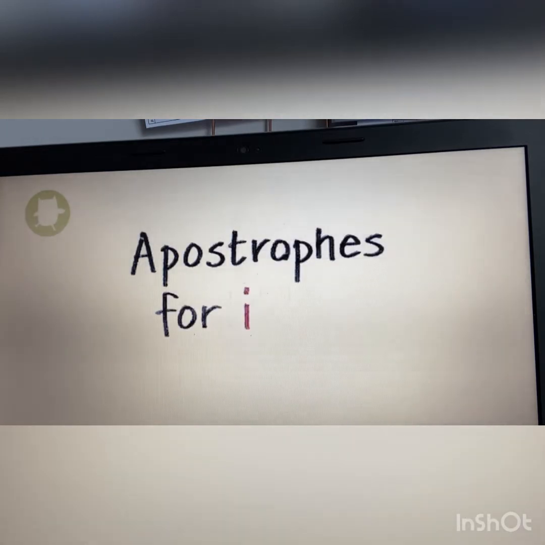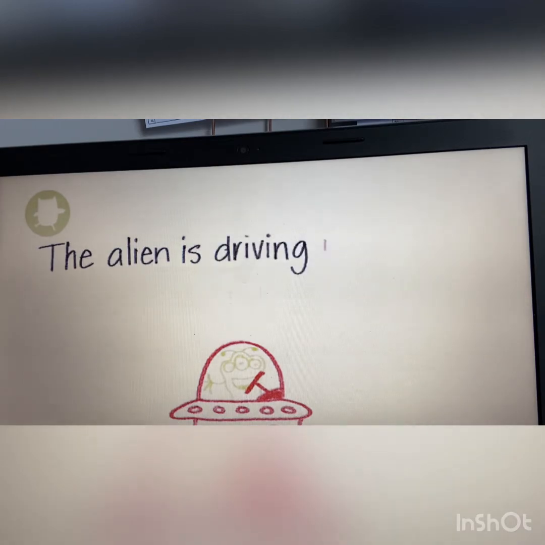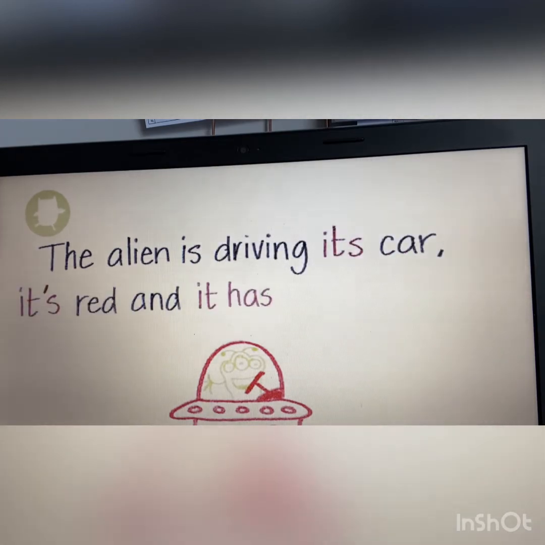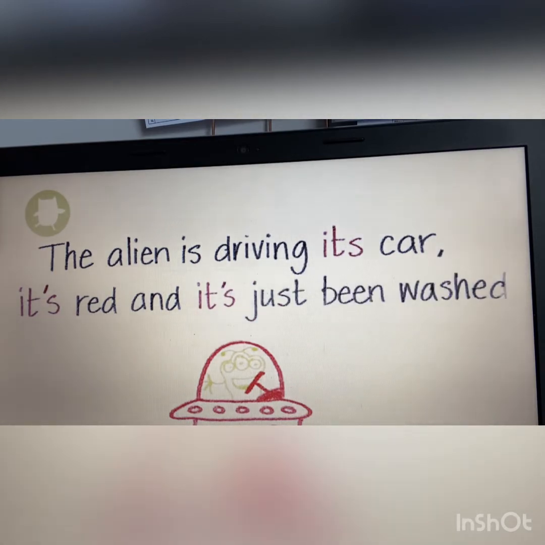Apostrophes for its. It's easy to confuse its and its. In this instance, we use apostrophes for contractions, but we don't use apostrophes for possession. Let's look at the alien again. The alien is driving its car. It's red and it's just been washed. If you're using an apostrophe, the contraction must be short for it is or it has. An apostrophe is never used to show possession in its.